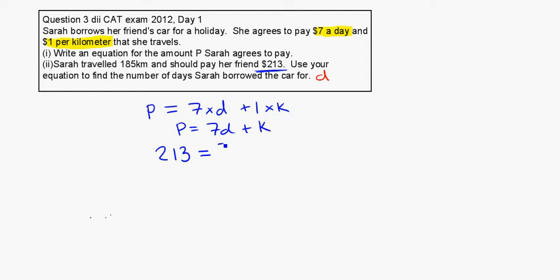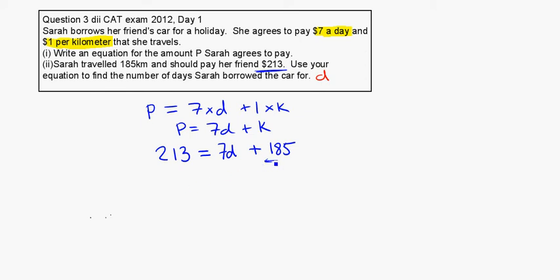We don't know anything about it, so we're going to leave the 7d. Plus, how many kilometers did she drive? She drove 185 kilometers. So now we've got a more straightforward equation to solve. One unknown. We think about moving the things with letters to one side and things with just the numbers to the other side. Here we've got the 7d and there's no other d's, so we're going to think about moving that plus 185 to the other side.